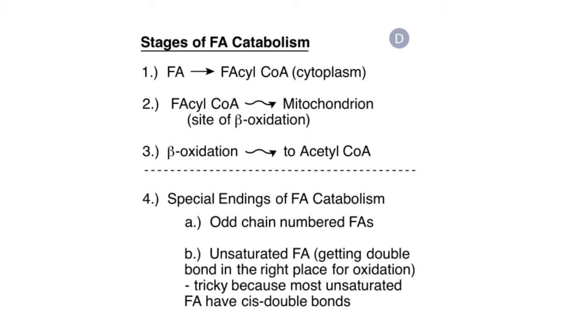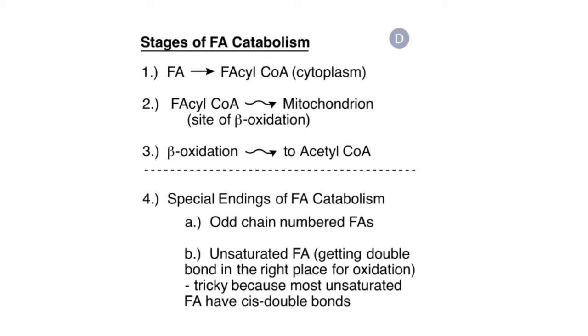The second step of fatty acid catabolism involves the transport of the fatty acyl coenzyme A ester into the mitochondrion, which is the site of fatty acid oxidation. The third step in fatty acid catabolism involves the actual oxidation process itself. The series of reactions is called beta oxidation. Beta oxidation results in the conversion of the carboxylic acid starting material to acetyl coenzyme A.